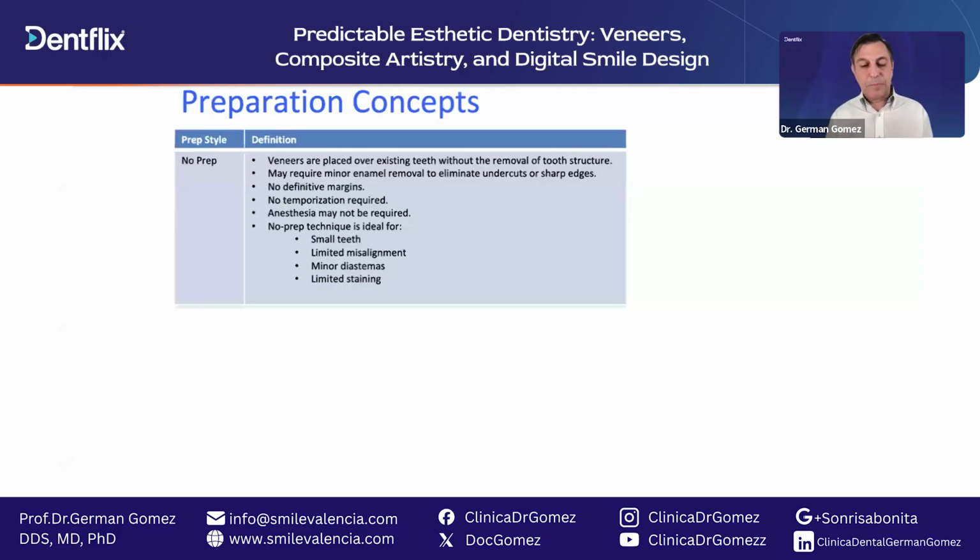Okay, so we need to see the situation, and no prep veneers are good for small teeth that you want to make bigger and for minor diastemas. For example, peg laterals that you want to make bigger or minor diastemas that you want to close. Then you can make a no prep veneer.